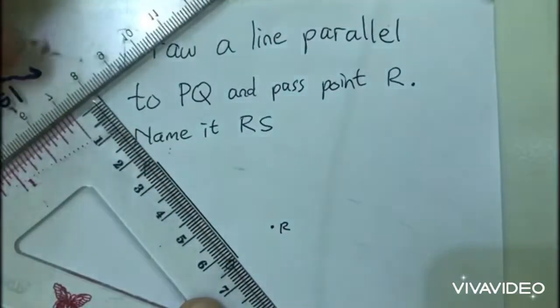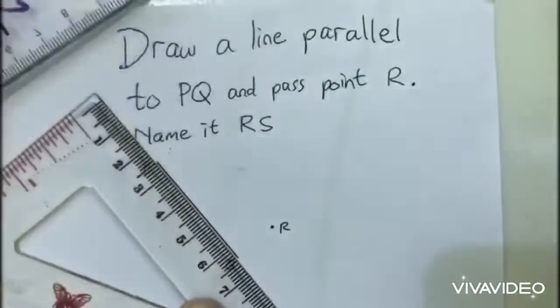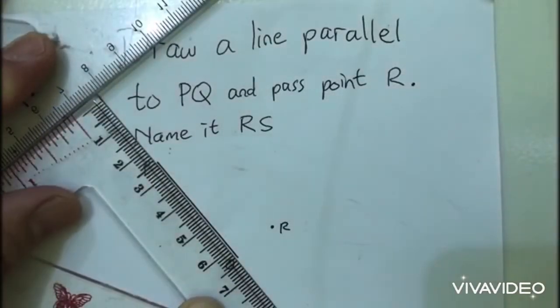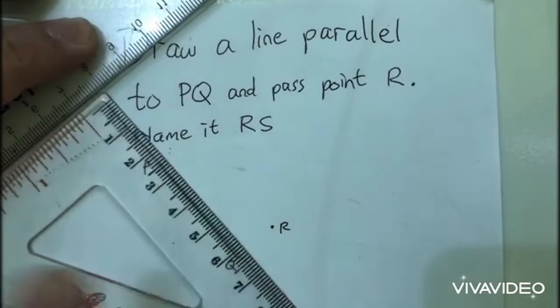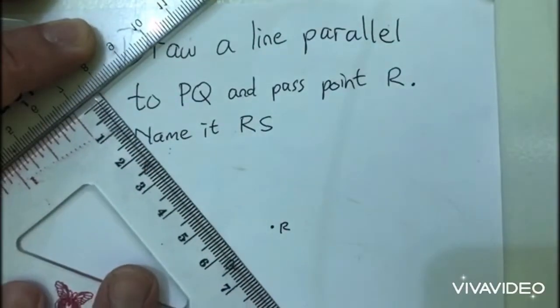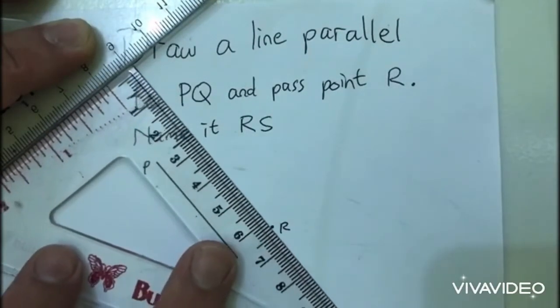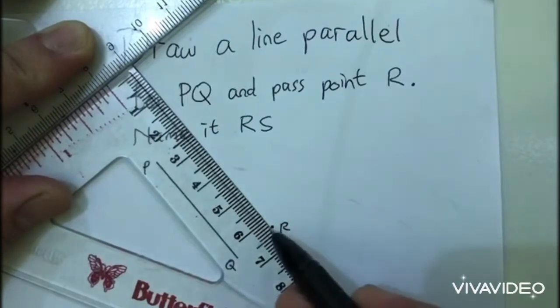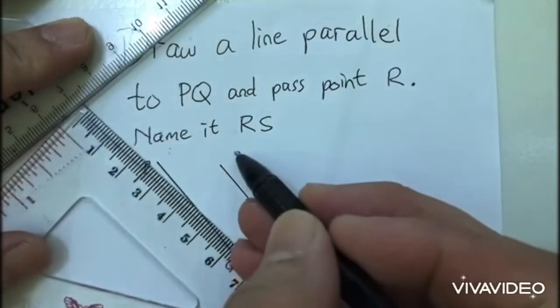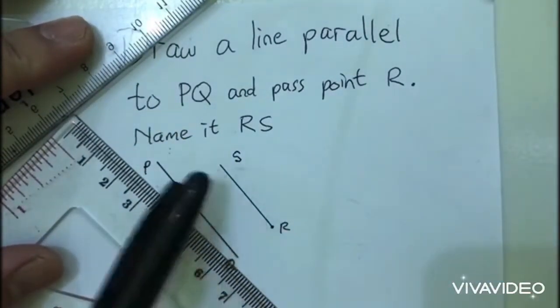You put a ruler over here. You can use a ruler, but here I use a triangle. Now press this one strongly, and then you move slowly. And then see, this is S. It doesn't matter how long it is, it's up to you.